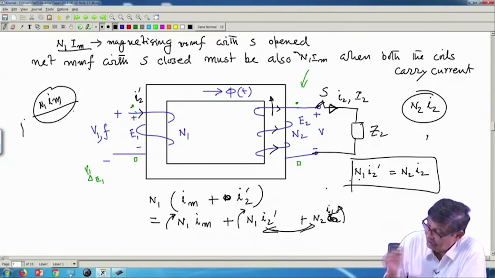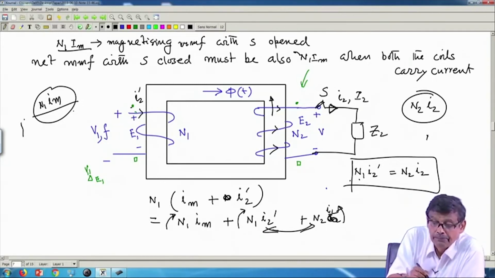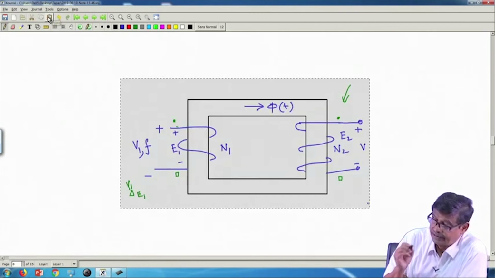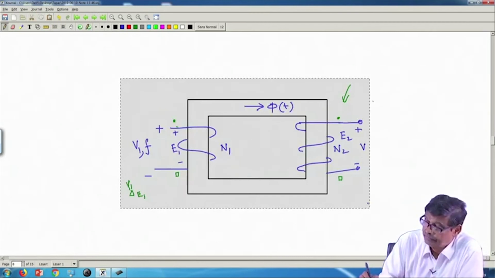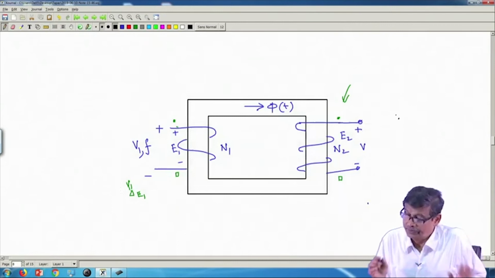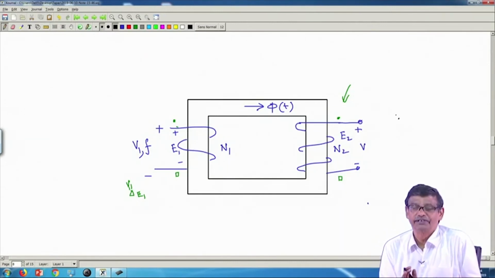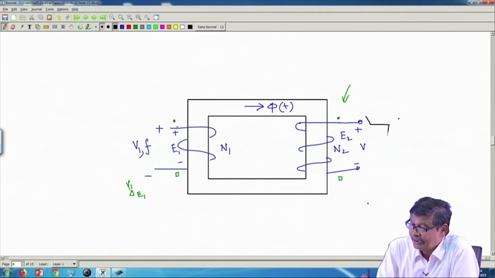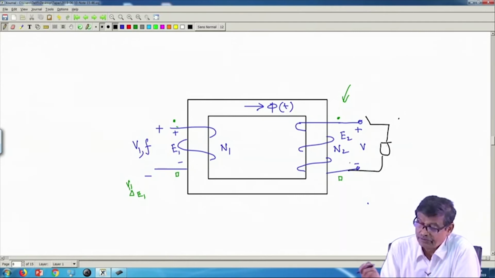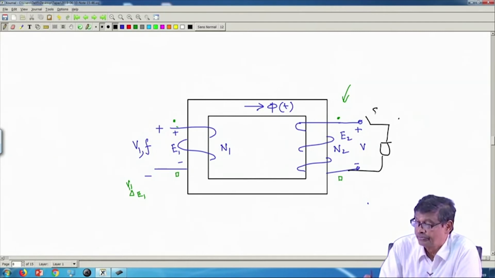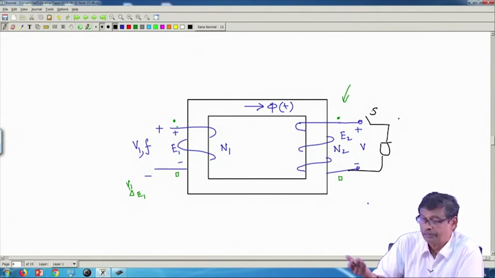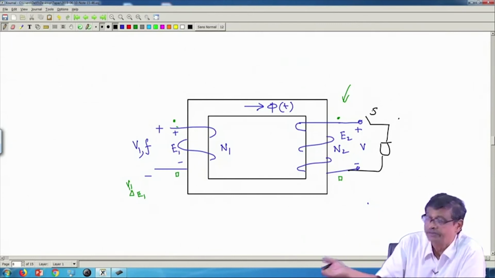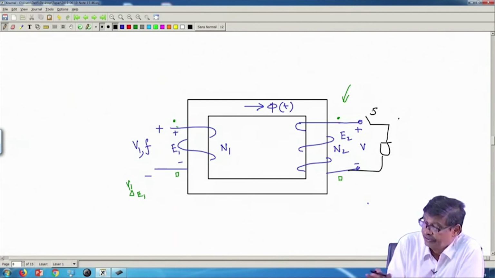So, what I am trying to tell, because this is so important a point in understanding the transformer. Let me review this, because this is so important. There I connected a switch and a load, is it not? I am trying to understand what is going to happen when this switch is closed, because after all you cannot just step up or step down the voltage without connecting anything across the secondary. You have to deliver this power to some load. So, this is the thing.